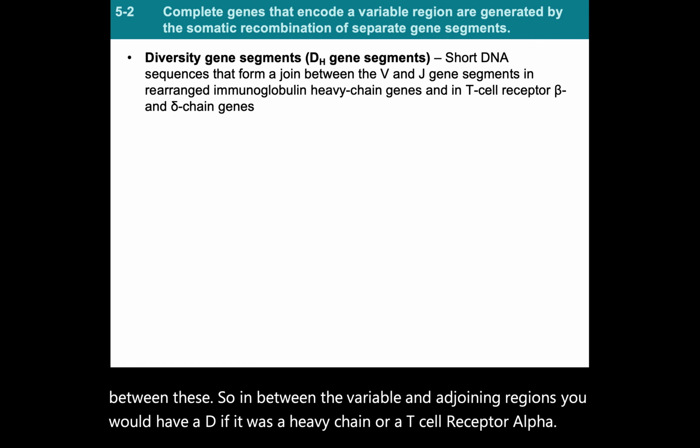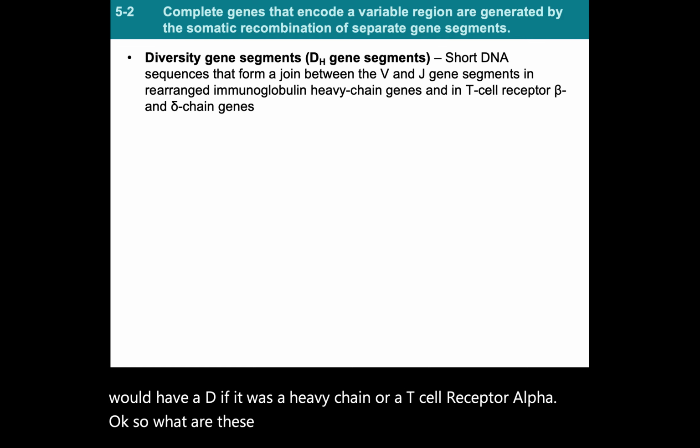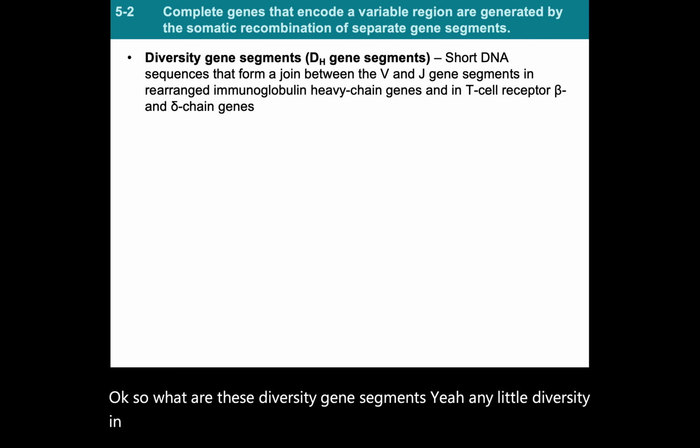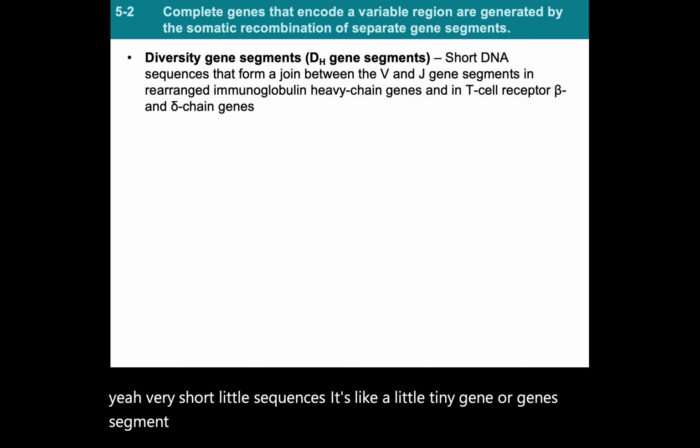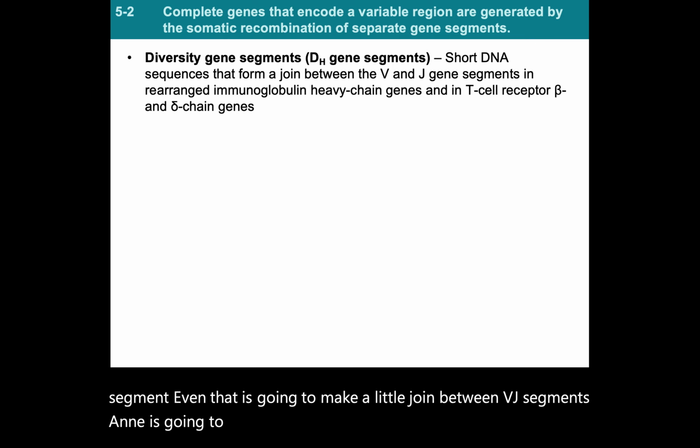Okay, so what are these diversity gene segments? Yeah, I need a little diversity in the workplace, right? A little diversity in our immune system. These are very short little sequences. It's like a little tiny gene, or gene segment even, that is going to make a little join between V and J segments, and it's going to subtly, slightly change the way that they bind.